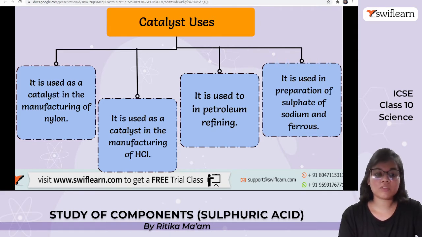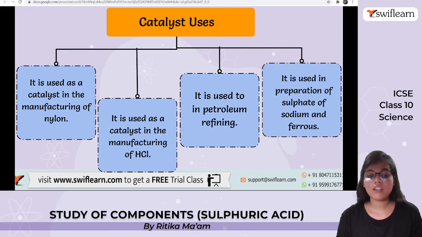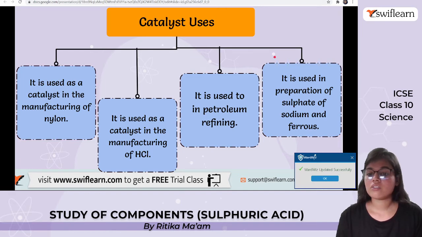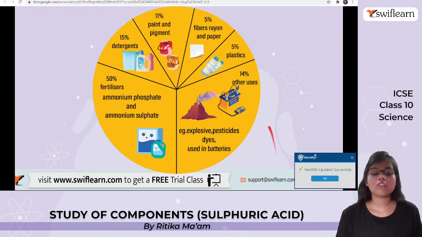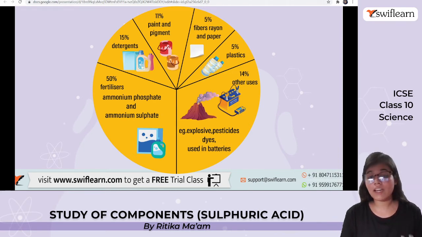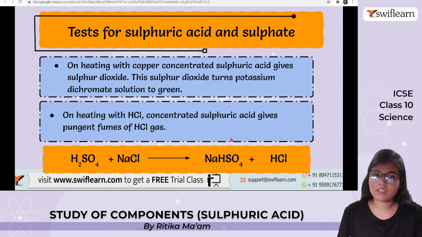Next, catalyst uses. It is used as a catalyst, first of all in the manufacturing of nylon, then to manufacture HCl, hydrochloric acid. It is used as a catalyst in petroleum refining, and also in the preparation of sulfate of sodium and ferrous iron. So these are some of the uses: paint and pigment, detergents, fertilizers, explosives, plastic, fiber, rayon, paper, etc.